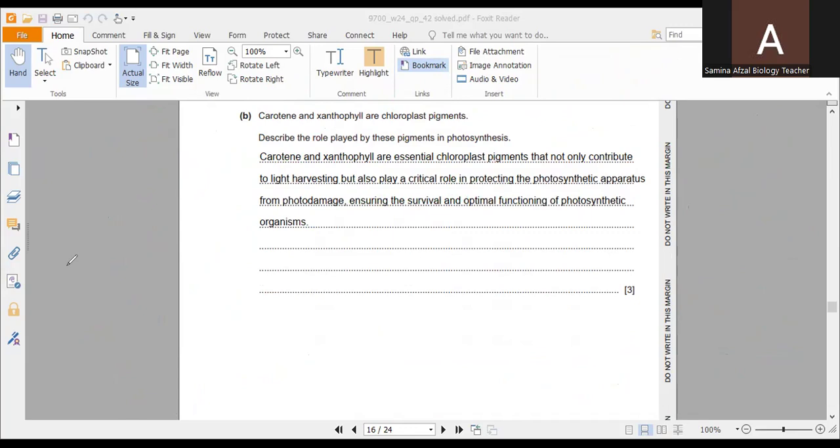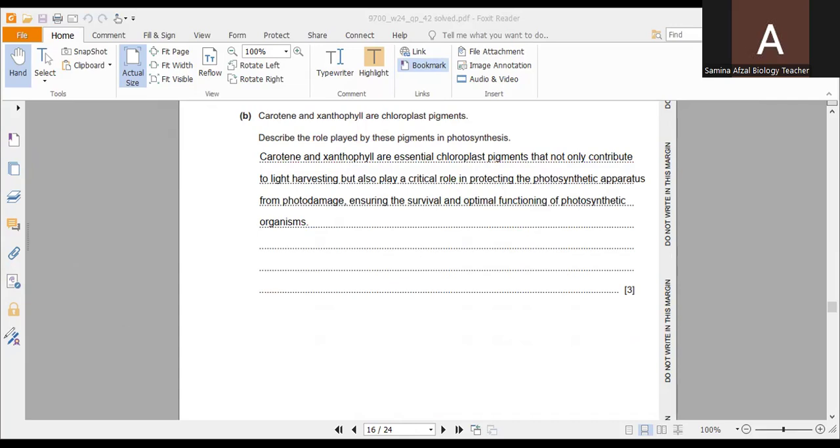Students, photosynthesis is a process in which green plants, meaning the plants which have chlorophyll inside, use the different chloroplast pigments for the process of photosynthesis. The process of photosynthesis cannot take place in the absence of chlorophyll, or where chlorophyll is not present in the plants, because these chloroplast pigments are used for different purposes during the process of photosynthesis.